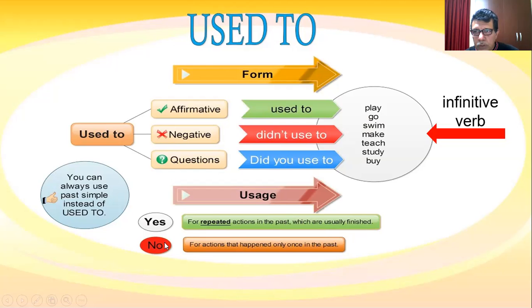We are not going to use the expression used to for an action that happened only once in the past. For example, if I say, last year I went to Cusco, I can't say, last year I used to go to Cusco. It's not correct, okay? If the action happened only once, we are going to use the simple past. If the action happened repeated times in the past, we can use the expression used to. You understand? Very easy? Okay.